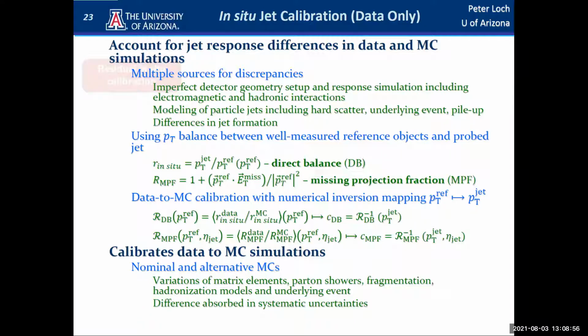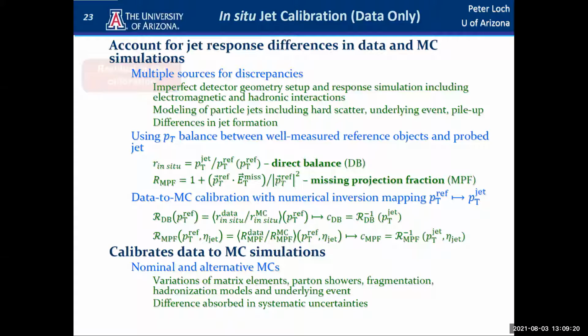Then, of course, what enters also are all kinds of modeling aspects. So the fragmentation of the particles from the hard scatter, the underlying event, the pileup, can lead to appreciable differences between data and Monte Carlo. The general recipe to address this is you take a well-measured reference object, which is not a jet.